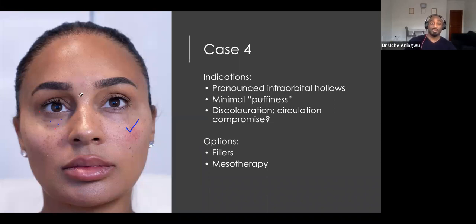Truth be told, she went home with both sides looking the same. You'd be glad to know I didn't just treat one side. And she was happy and didn't want anything else beyond this. Okay, so that's another example for you guys to see how you can use different modalities to help achieve the result.